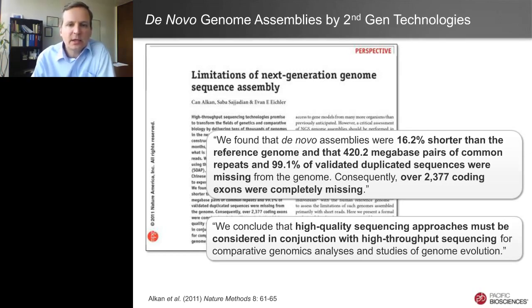They missed 99% of the validated duplicated sequences, and those were missing from the genome, and that translates to over 2,300 coding exons that were completely missing from these particular assemblies. And they conclude in the paper that high-quality sequencing approaches must be considered in conjunction with the high-throughput sequencing for comparative genomic analysis and studies of genome evolution.